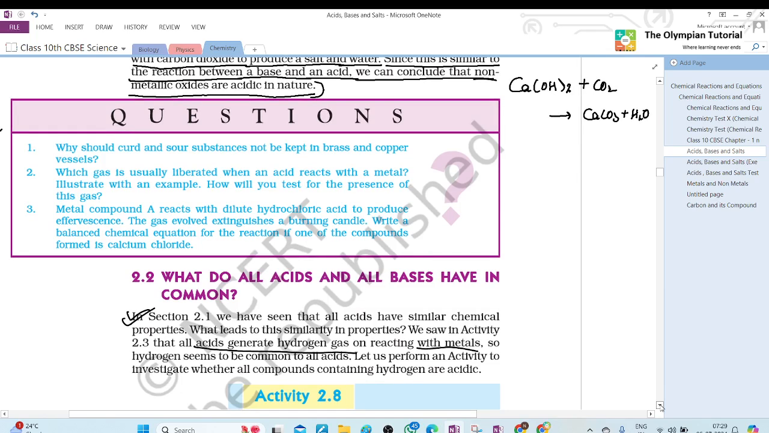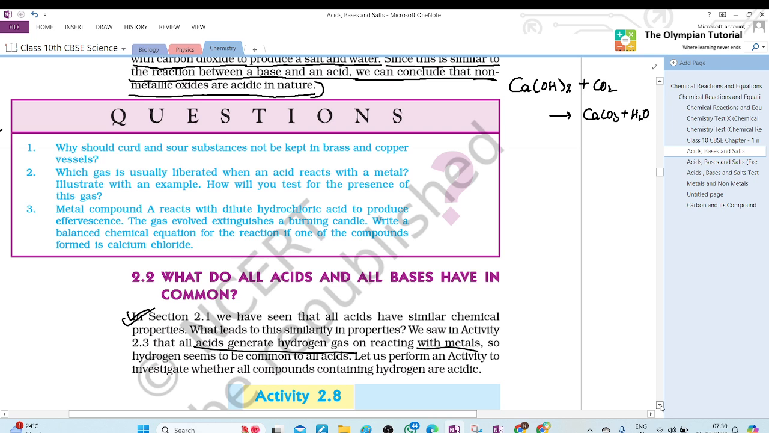Read the first question. Why should curd and sour substances not be kept in brass and copper vessels? Can you tell me the answer for this one? Ma'am, I don't know. You know about it, that we should not keep curd and sour substances in brass and copper vessels. You know about it or not? Reason? Just leave it, I will explain. No, ma'am. Okay, what about Tanya?